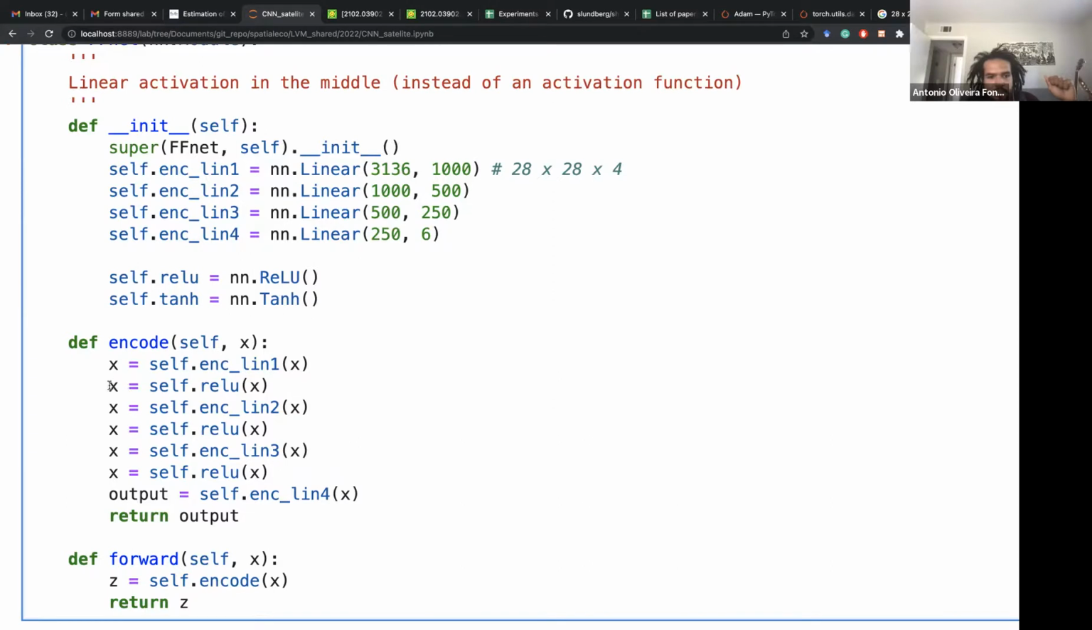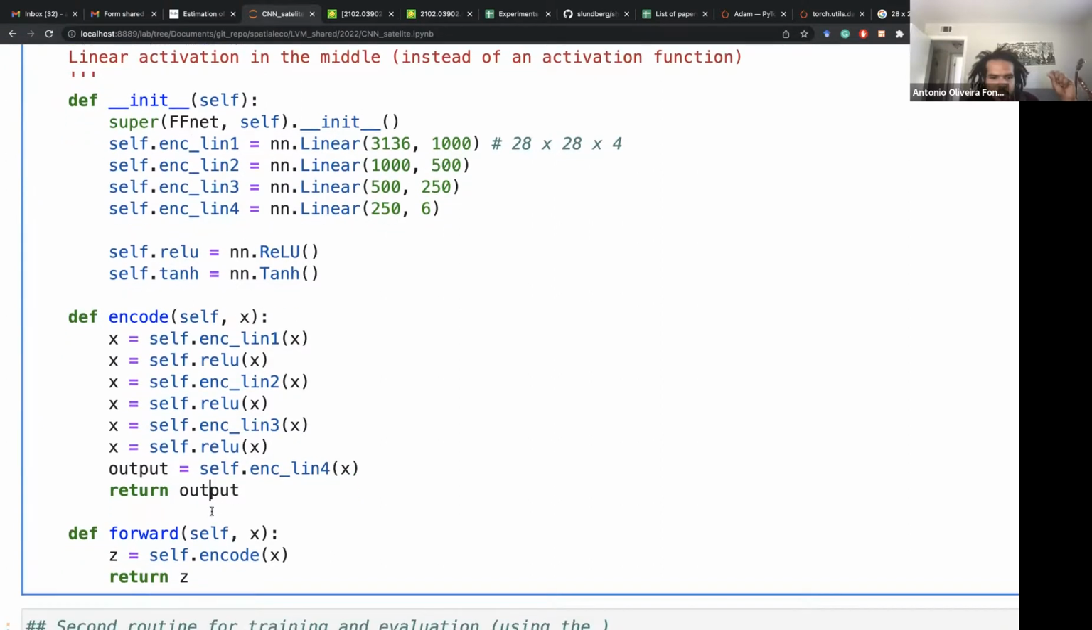The activation of the intermediary layers is our friend ReLU, right? Then I pass to the second layer, ReLU, third layer, ReLU. And then here, I'm not using any activation at this point, right? I defined it, but I'm not using it, okay? So then it goes directly to output, right? So I'm not imposing any kind of constraints on the output at this point. Can everyone see that? It could be going from minus infinity to plus infinity.